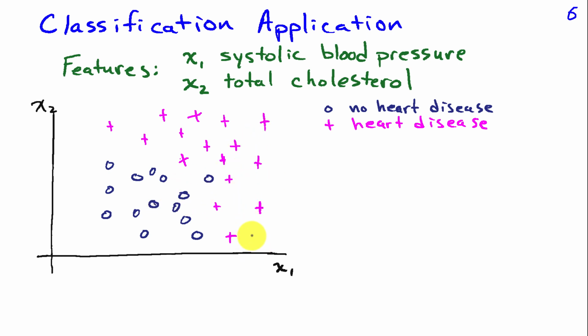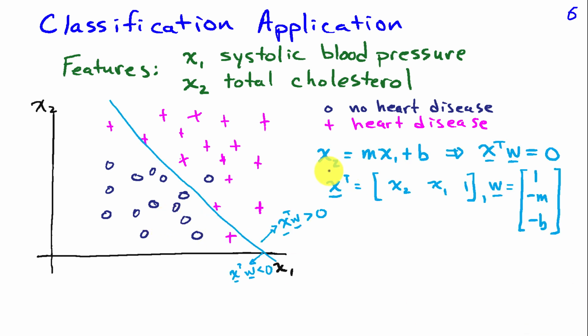So we need to decide, if we collect some measurement, which group does it fall into. And in order to do that, we need a decision boundary where we're going to decide that if it's up or right of that boundary, then the person probably has heart disease. If it's to the lower left, they probably don't have heart disease. We can describe such a decision boundary using inner products. Let's suppose we think that a line does a pretty good job.